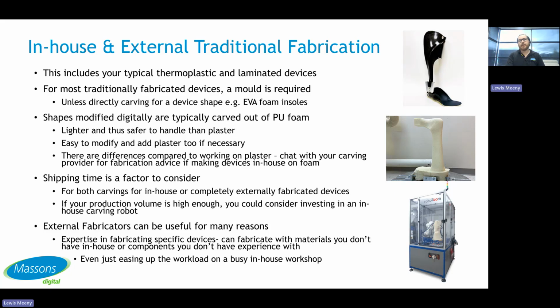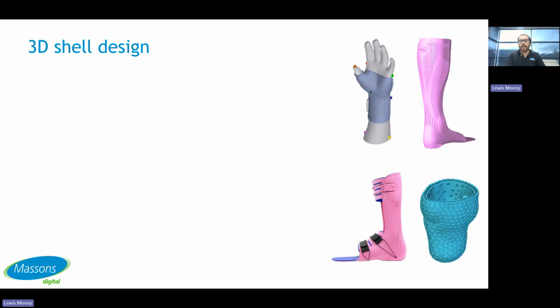So outside of traditional fabrication, we've got 3D shell design. So when we come to 3D printing, we're removing the entire aspect of the workflow, the mold. Like we don't need plaster, we don't need foam. We're effectively taking a scan, modifying that, and then creating a shell around it to print.